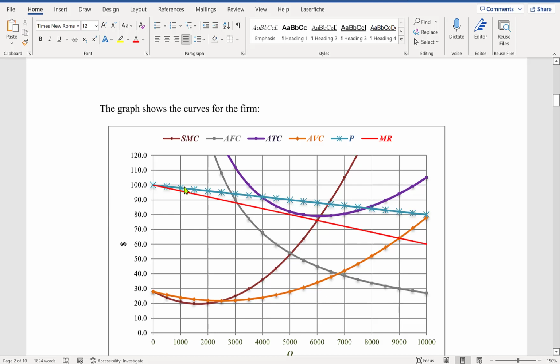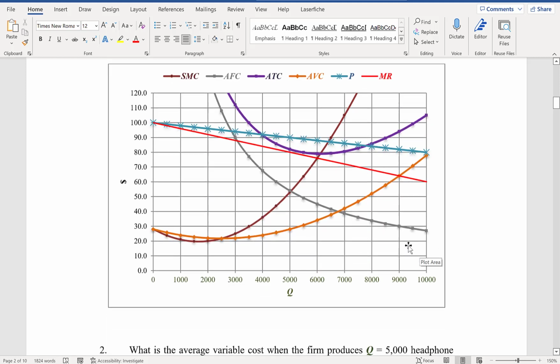If you look at this blue line, this is your demand curve and inverse demand curve, and then you have the red one, marginal revenue. The maroon one is SMC, marginal cost. This orange one here is average variable cost. And then what else do we have? We have average fixed cost, which we really don't use. And then average total cost, the purple one. Okay, so we have all the information we need.